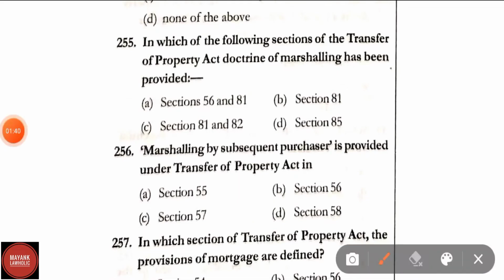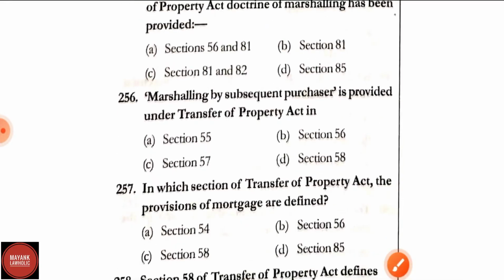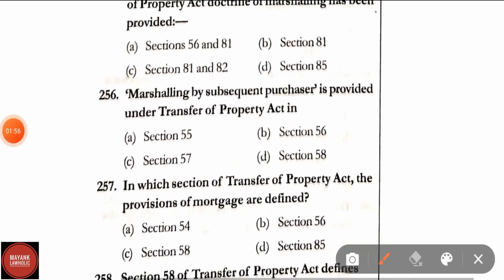Question number 255. In which of the following sections of Transfer of Property Act has the doctrine of marshalling been provided? Correct answer is option A, section 56 to 81. Question number 256. Marshalling by subsequent purchaser is provided under TPA in, correct answer is section 56.